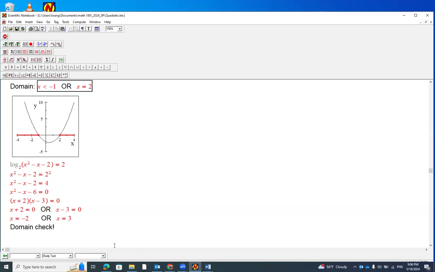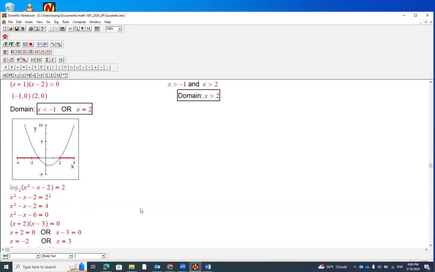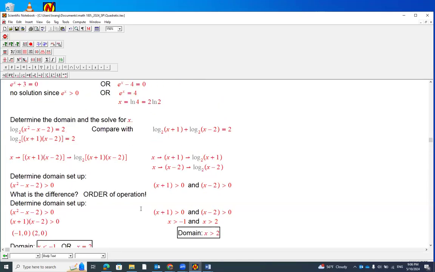Both numbers are in the domain. No problem. We have two solutions. So our solutions are x equals -2 or x equals 3. Of course, you can write it this way if you want. There are two solutions. Okay, so let's look at the other equation.